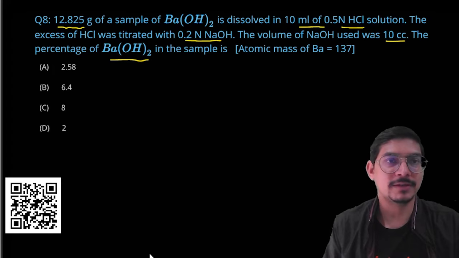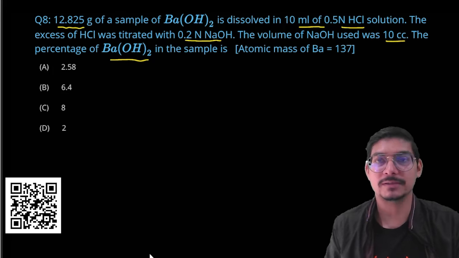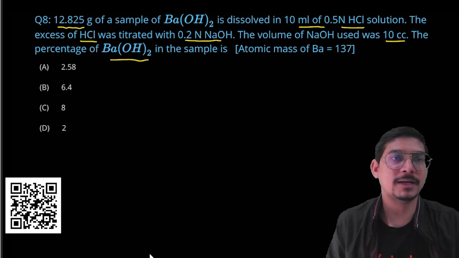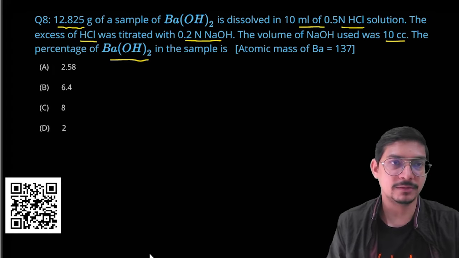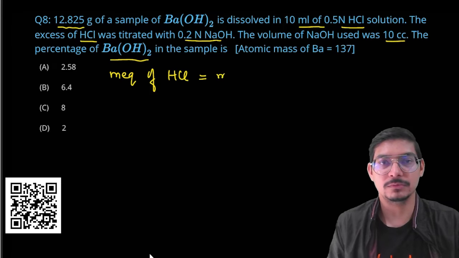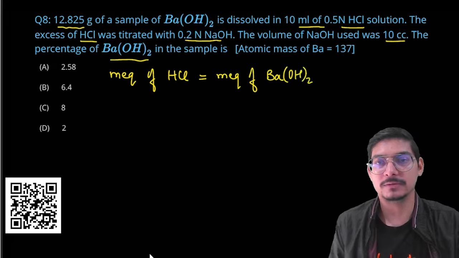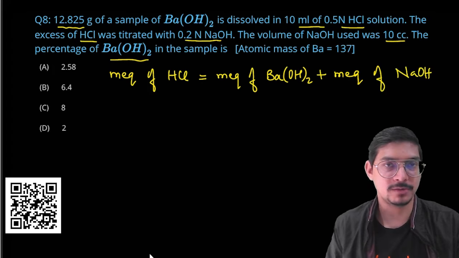So from the question, it is evident that first barium hydroxide, which is a base, is reacting with HCl. Then HCl is not completely neutralized because the excess of HCl is then neutralized with NaOH. So HCl acts as the excess reagent here. So we can write here that milliequivalent of HCl would be equal to the milliequivalent of barium hydroxide plus milliequivalent of NaOH. This is because HCl is the excess reagent. It is neutralizing both barium hydroxide as well as NaOH.